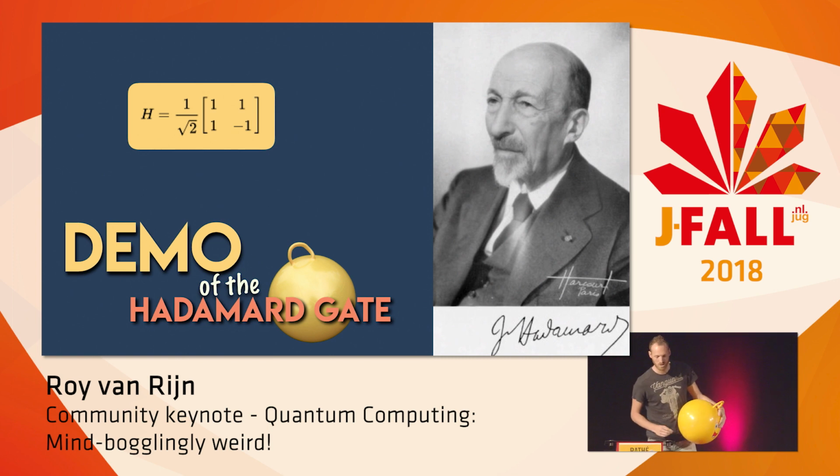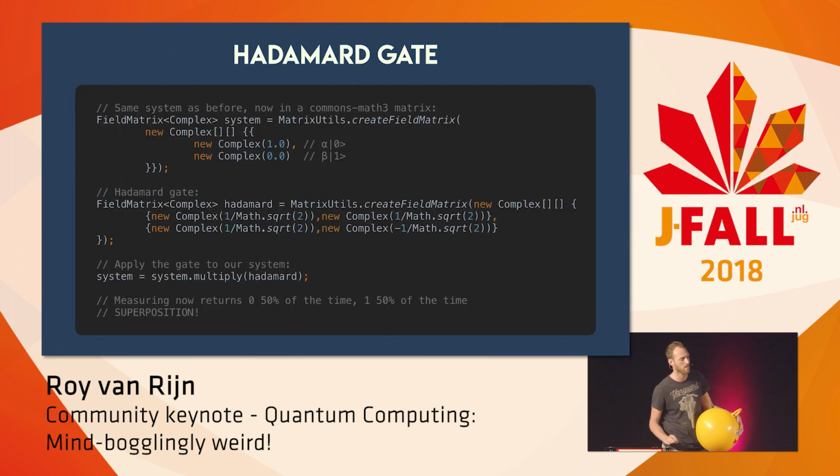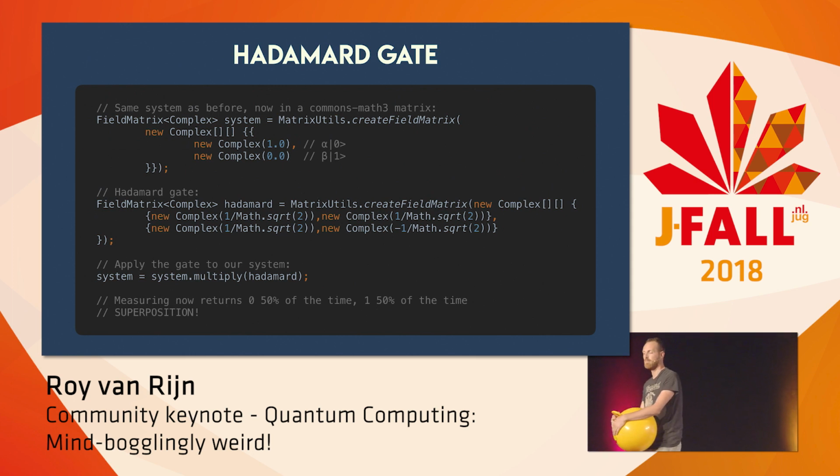It's just the same operation as before, but it's a little bit more complex matrix, but not a lot. And if we measure our qubit now, it doesn't always return 0. It returns 0 50% of the time, and 1 50% of the time. It's that easy to build a quantum computer.